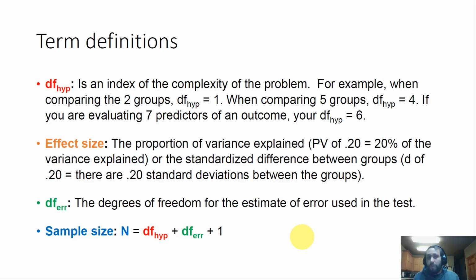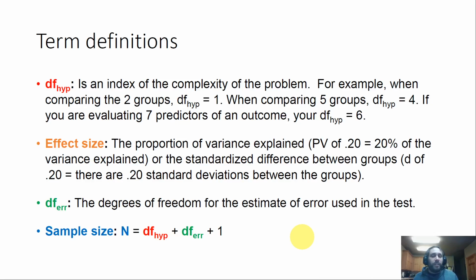When we have 5 groups, our degrees of freedom hypothesis is 4. If we're evaluating 7 predictors of an outcome variable, our degrees of freedom hypothesis is 6. So you're noticing the trend. It's just however many groups or predictors you have minus 1. The effect size is either the proportion of variance explained or the standardized difference between your groups.